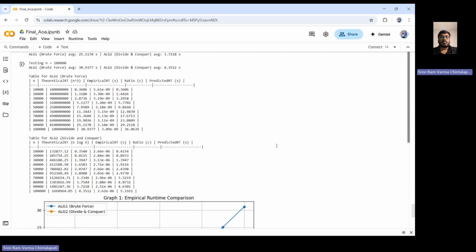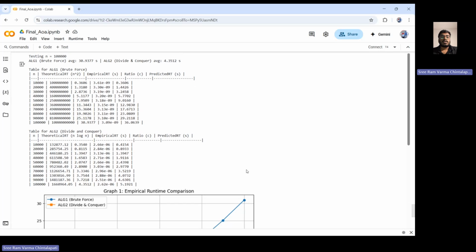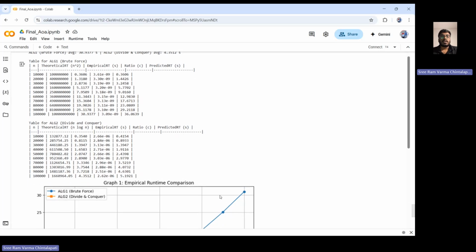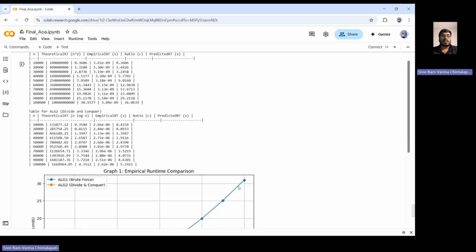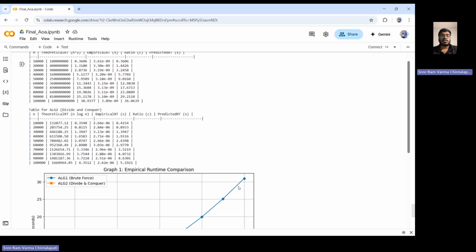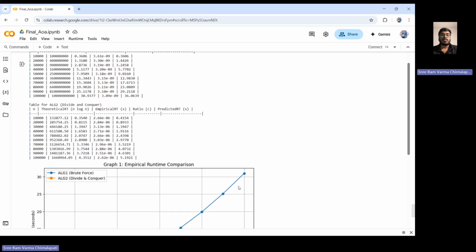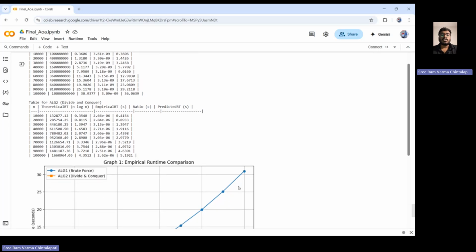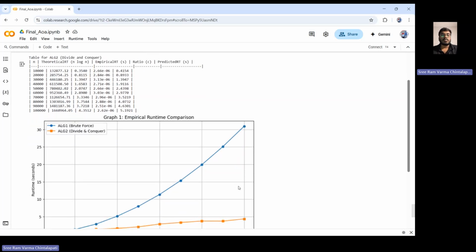This is the results table for the brute force algorithm showing the input size, theoretical runtime, actual empirical runtime, constant ratio C, and predicted runtime. Similarly, this is the results table for the divide and conquer algorithm. The constant C for each algorithm was calculated based on the ratio between empirical and theoretical times and used to predict the future runtimes.